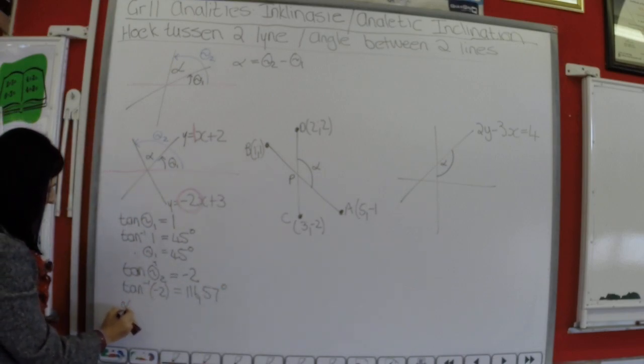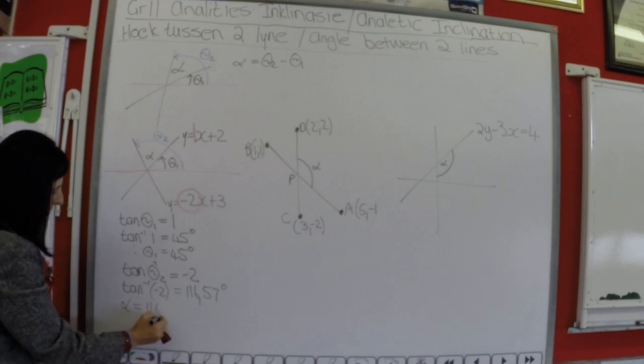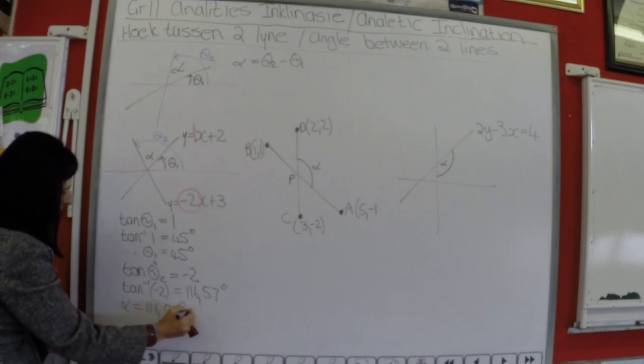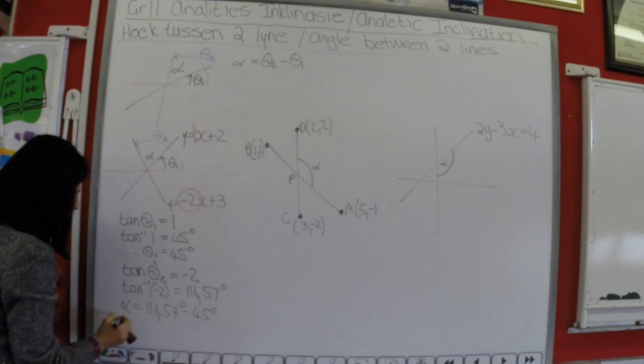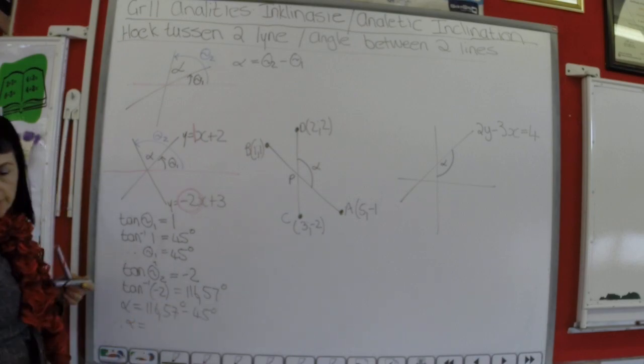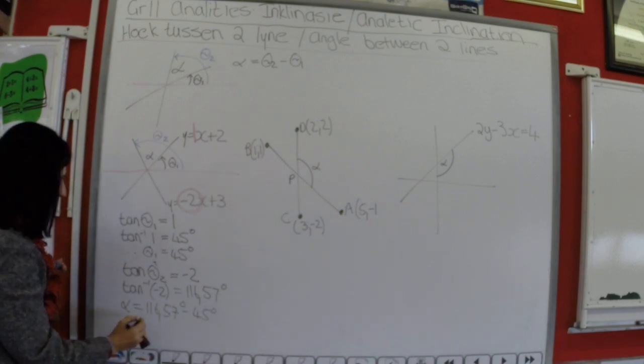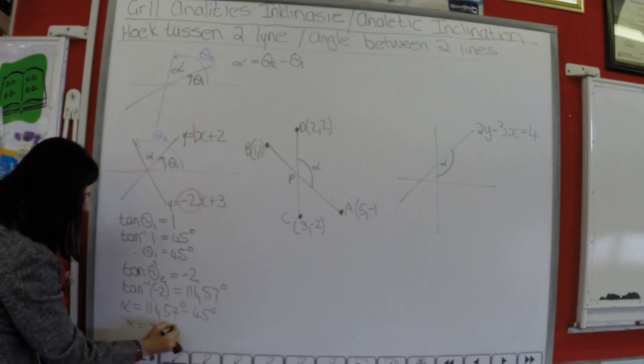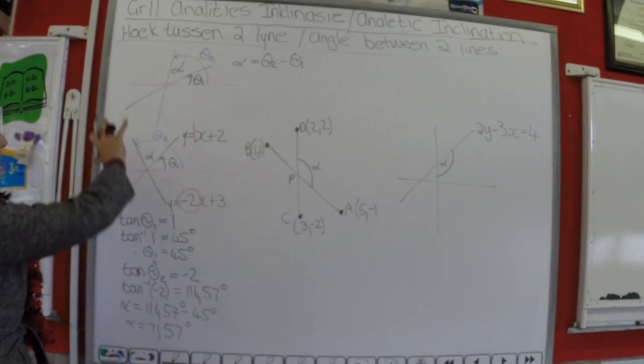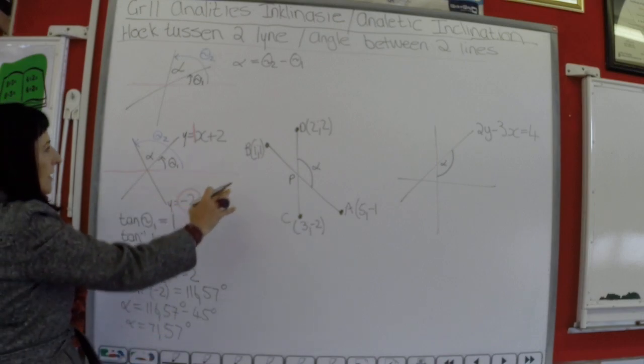So alpha equals 116,57 minus 45 grade. Daarom is die grootte van alpha dan gelyk aan 71,57 grade. Baie maklik as ek die prinsip verstaan. Let's go to that one.